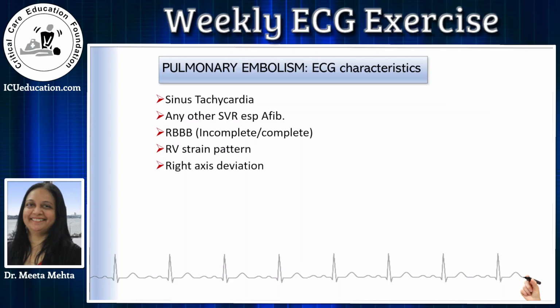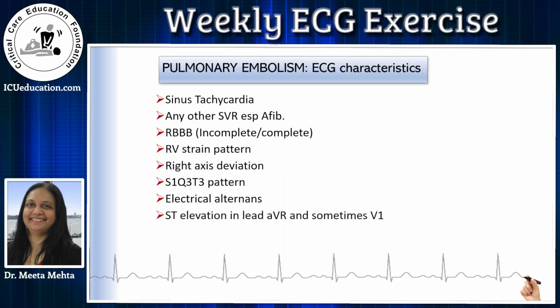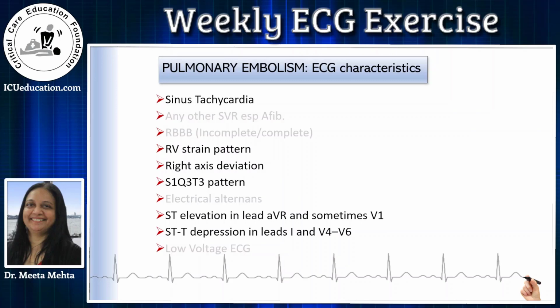Patient may have right axis deviation. Patient may have what is called the S1Q3T3 pattern. There can be electrical alternans. There can be ST elevation in lead aVR and sometimes lead V1. Along with that, you may have ST depression, especially from V4 to V6, and sometimes a low voltage ECG is recorded. Our patient had so many ECG findings with higher suspicion of pulmonary embolism. Eventually, the CT pulmonary angiography was done, which confirmed a right-sided pulmonary embolism in our patient, and was appropriately treated.